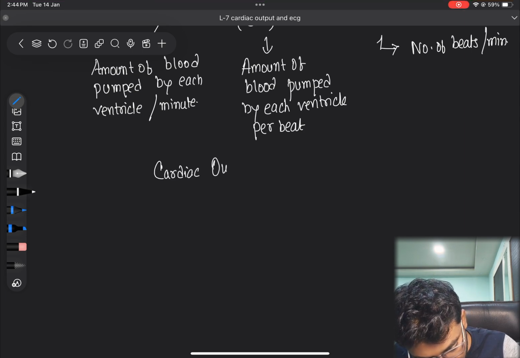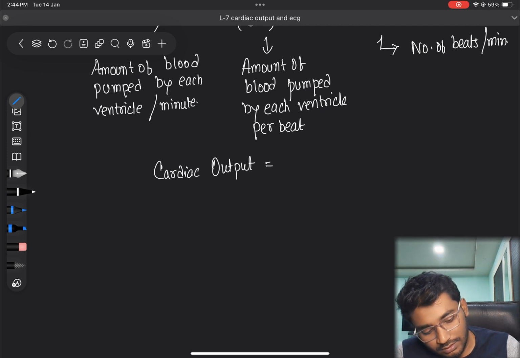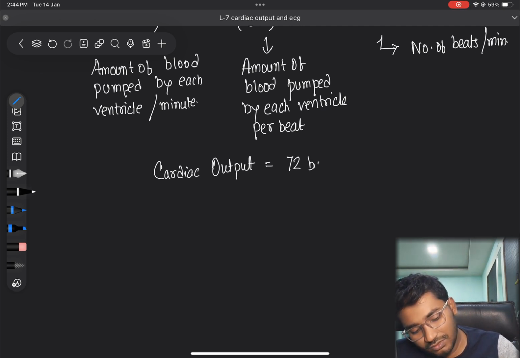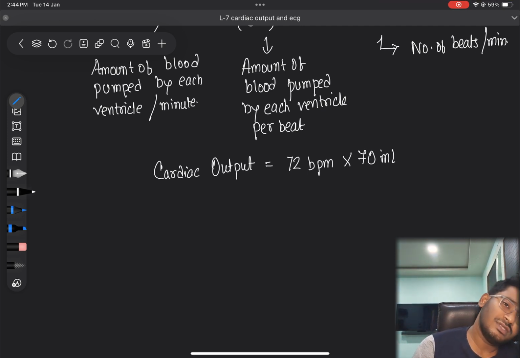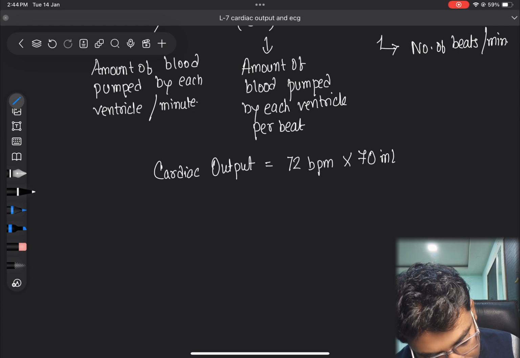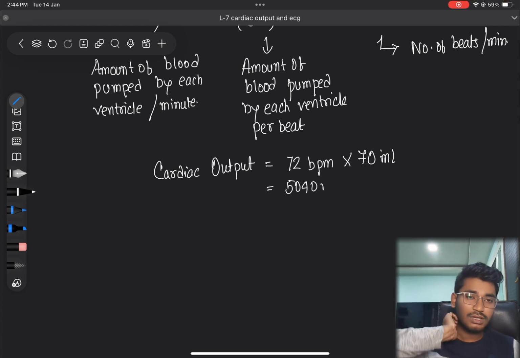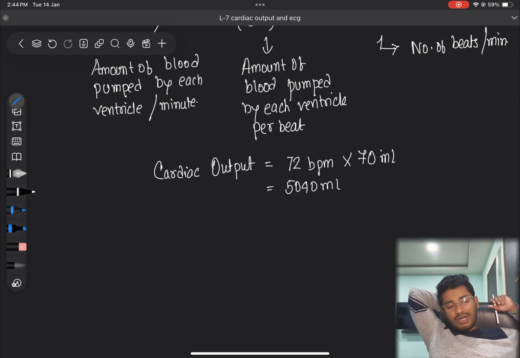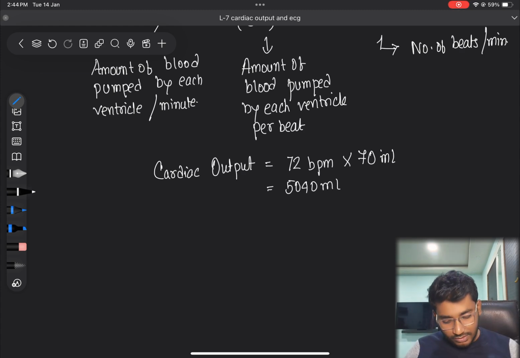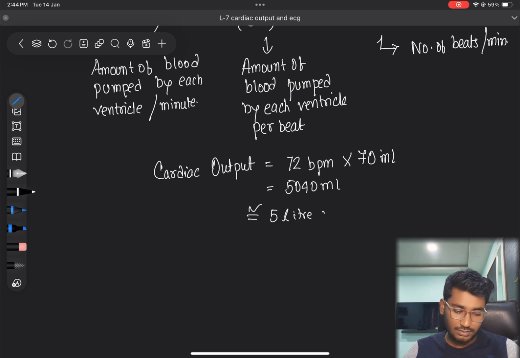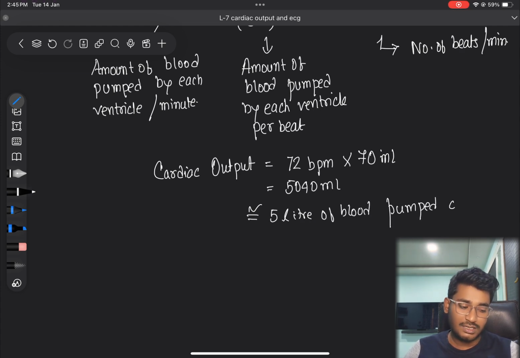Cardiac output is 72 beats per minute into a stroke volume of 70 ml of blood. So 72 into 70 comes to 5040 ml. So cardiac output is approximately 5 liters of blood pumped out by the heart per minute.